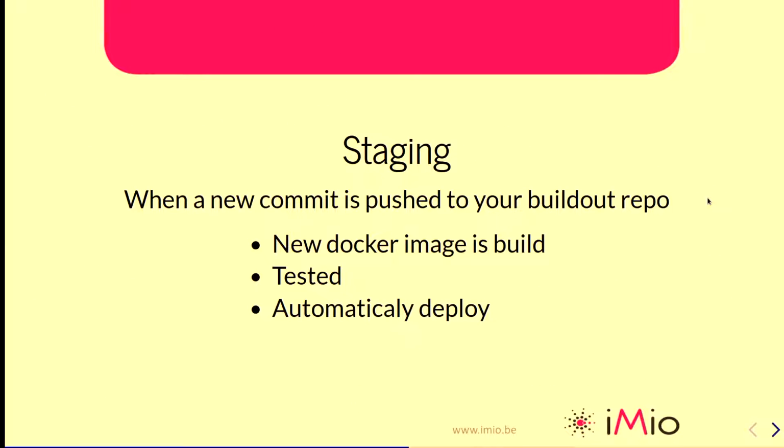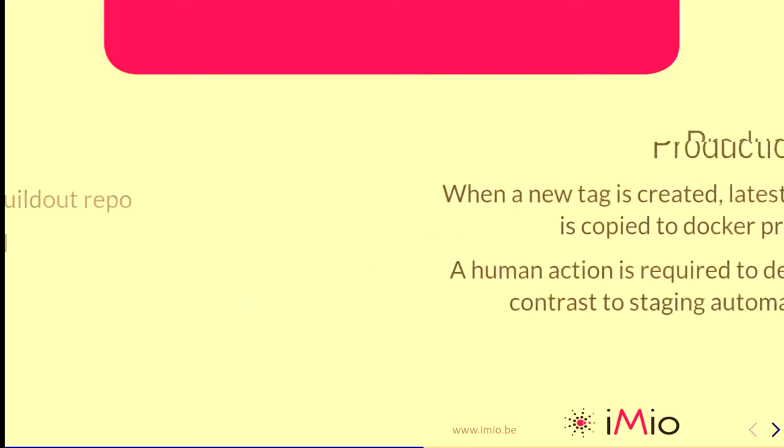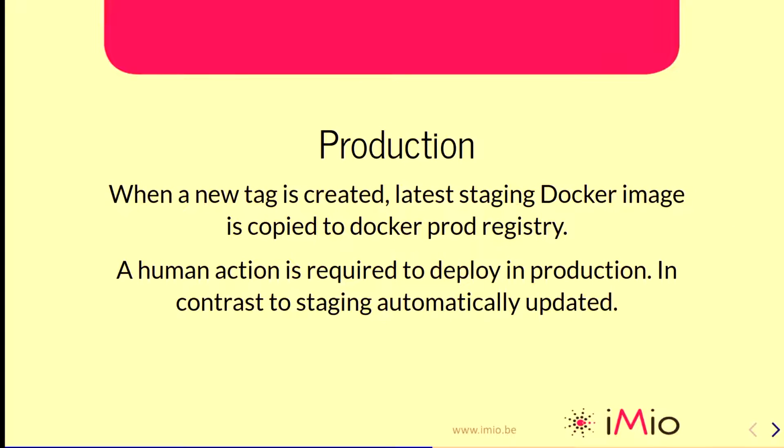So for staging, when a new commit is pushed on your buildout repository, the CI starts and it creates a new image, tests the image, and deploys it with Rundeck. I will explain that a little later. And for production, it's in your CI, in the Jenkinsfile. When you create a new tag, it is detected by the CI, and so the latest staging Docker image is copied from the staging registry to the production registry, and after that Rundeck, which I will also explain later, starts the production update.